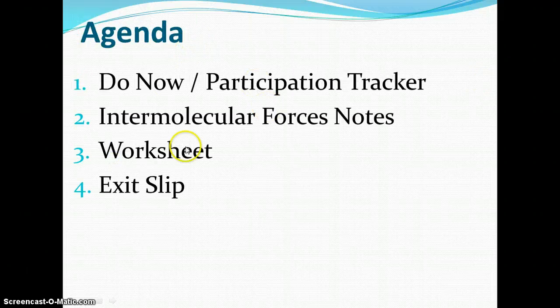This is our agenda. So we just took care of number 1. Now I'm going to be going through the notes with you one-on-one. Then you're going to be working on the worksheet. Okay? So the worksheet is going to be what you're going to turn in either at the end of class today if you're done, or tomorrow for homework.